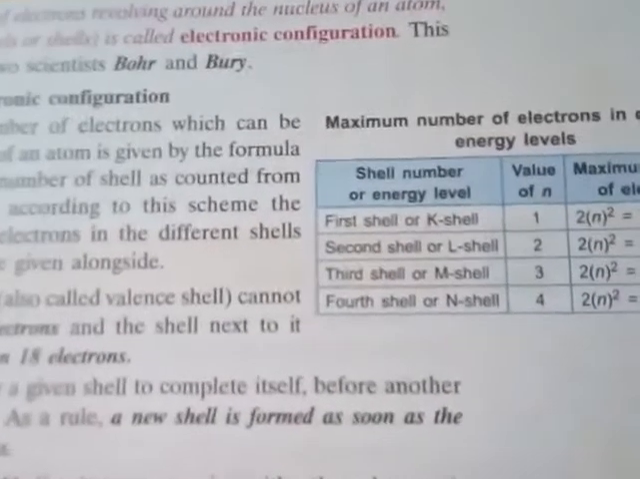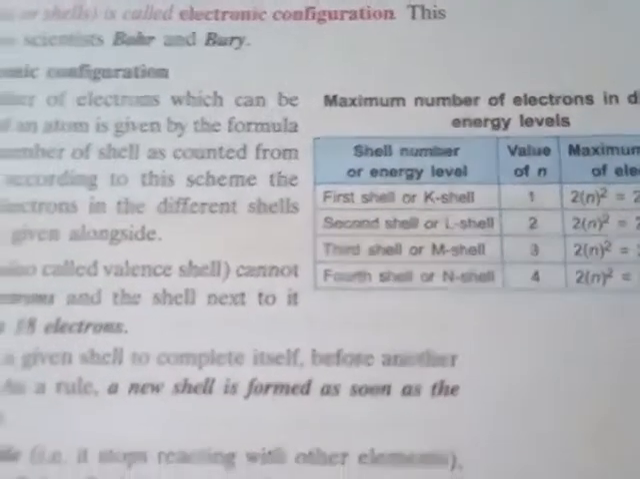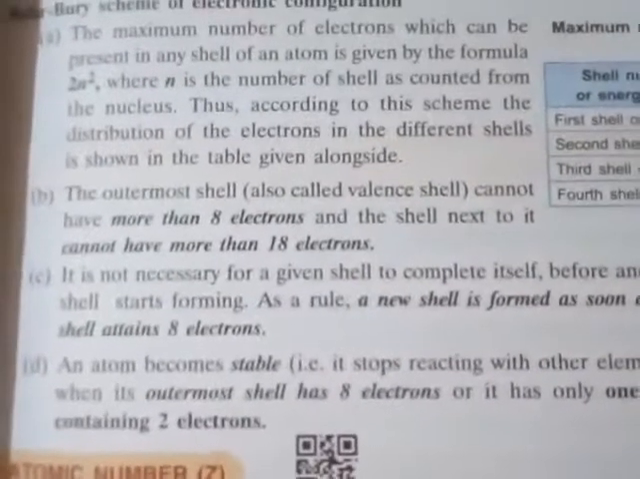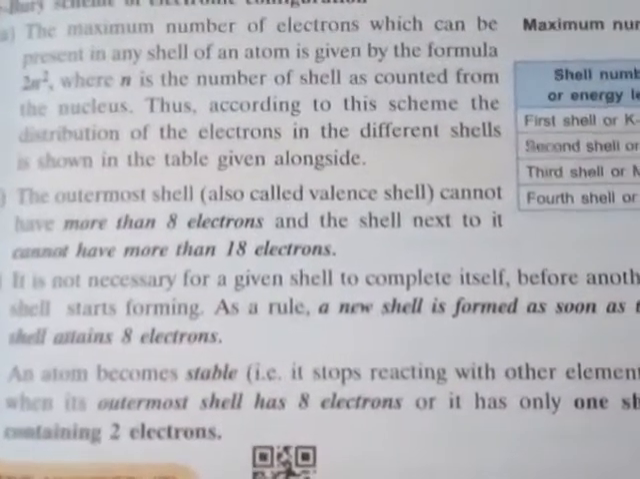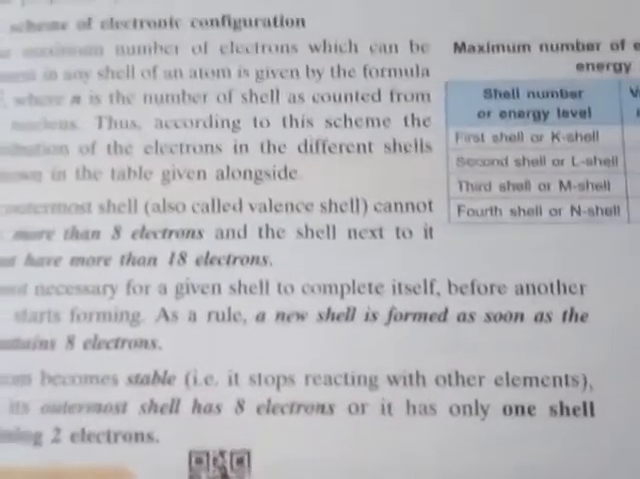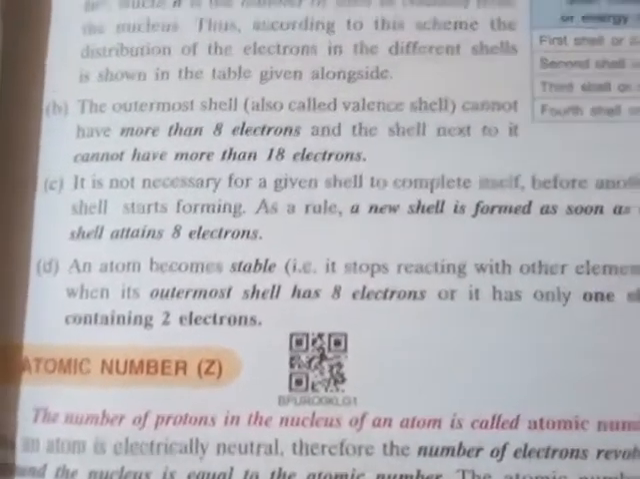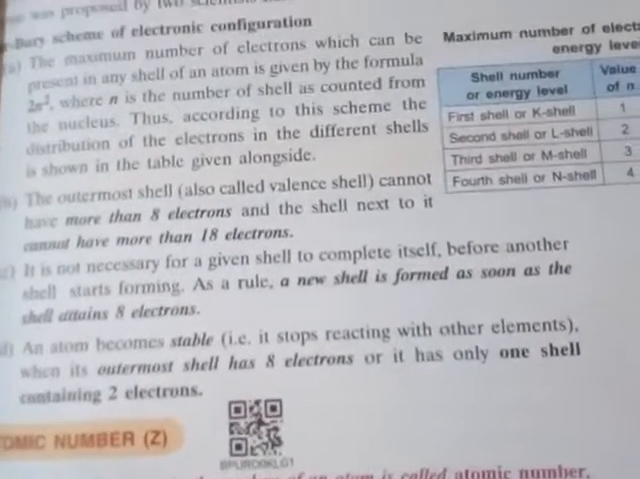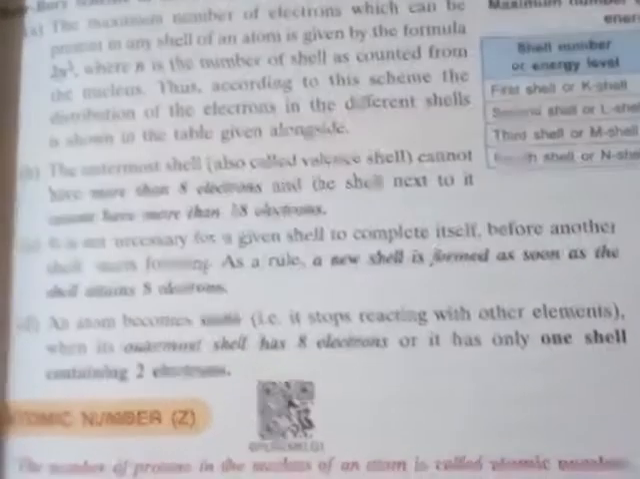The fourth rule: an atom becomes stable and stops reacting with other elements when its outermost shell has 8 electrons, or when it has only one shell containing 2 electrons. This comes from the octet and duplet rules. In the case of hydrogen and helium it will be 2 electrons, and in the case of the others it will be 8 electrons.